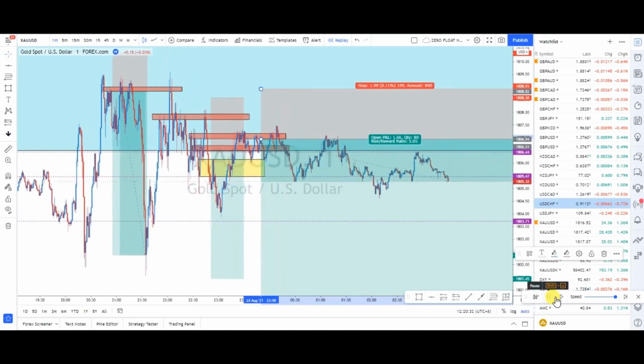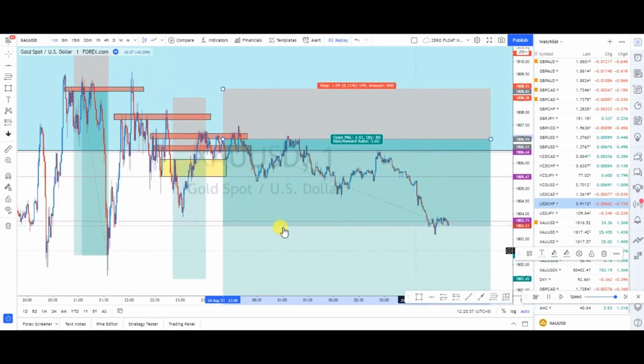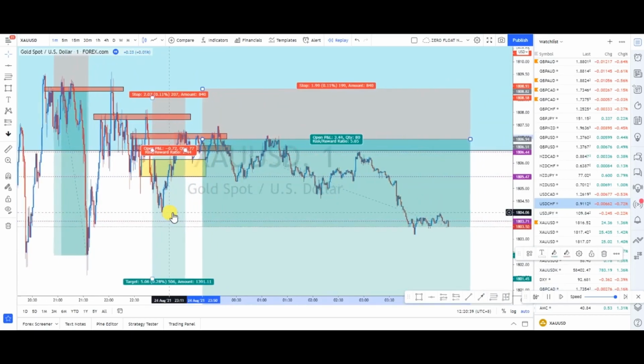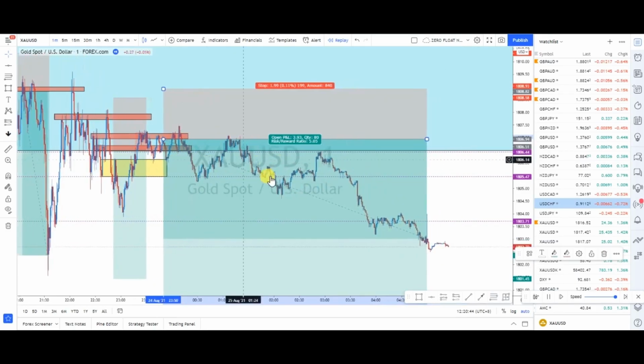Okay, since this is a daily setup, of course the price will play around this area for a very long time. Okay, guys, so it hit the first TP here. If you want to set the first TP over here, okay, price plays around again on the M1 time frame.